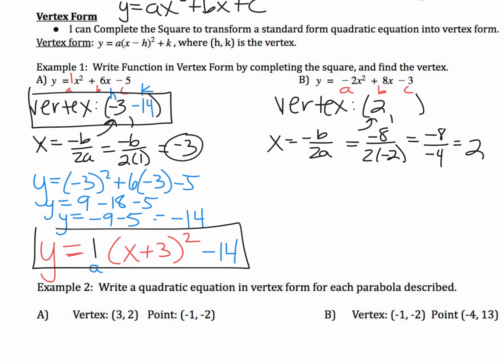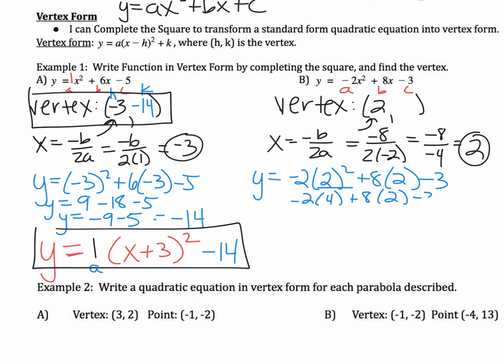To find the y value, we're going to take this x and plug it into each x value to find the y of our vertex. So I'm going to have y equals, I have -2 in front. I'm replacing it with a positive 2 squared plus 8 times positive 2 minus 3. Remember, I have to do PEMDAS, so I have to do 2 squared first, which is 4, and then I can multiply everything together. So -2 and 4 gives me -8, 8 and 2 gives me 16, -8 plus 16 minus 3, I'm going to get 5. So there's my y value of my vertex.